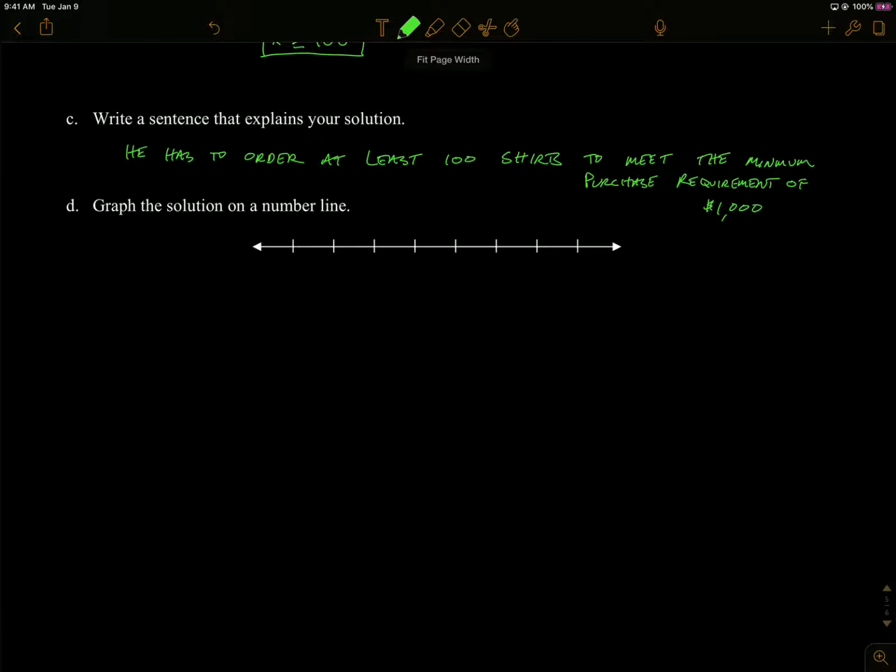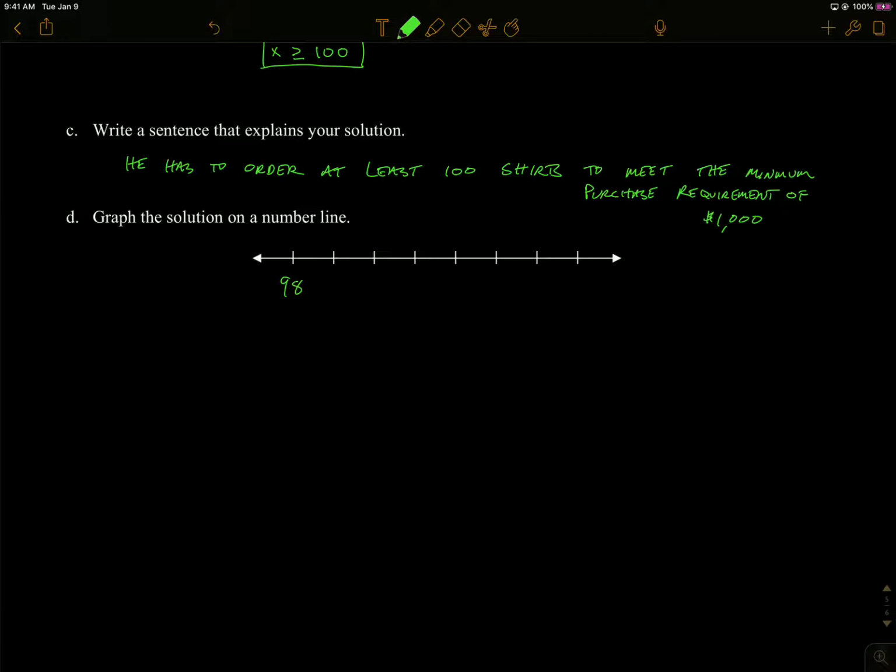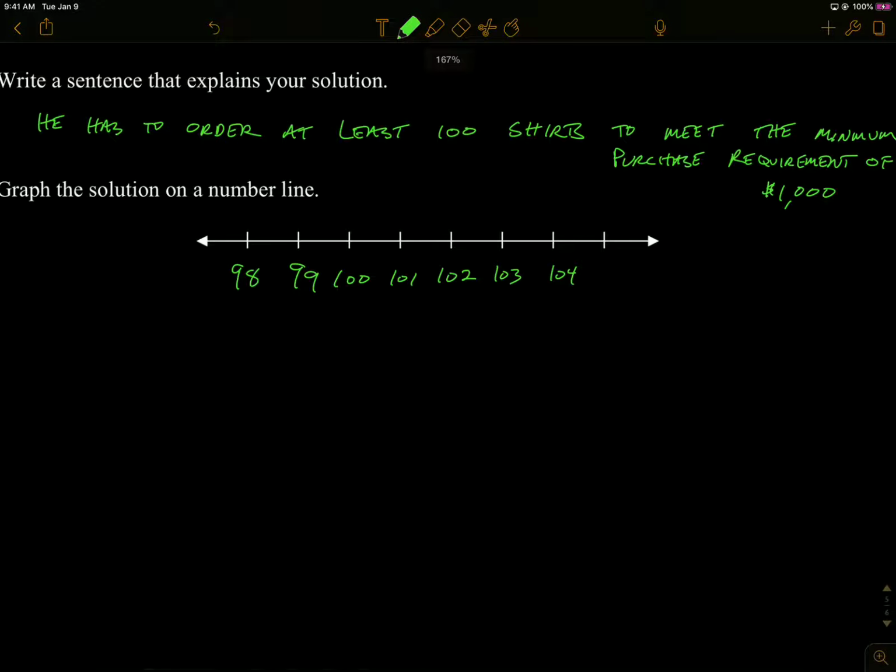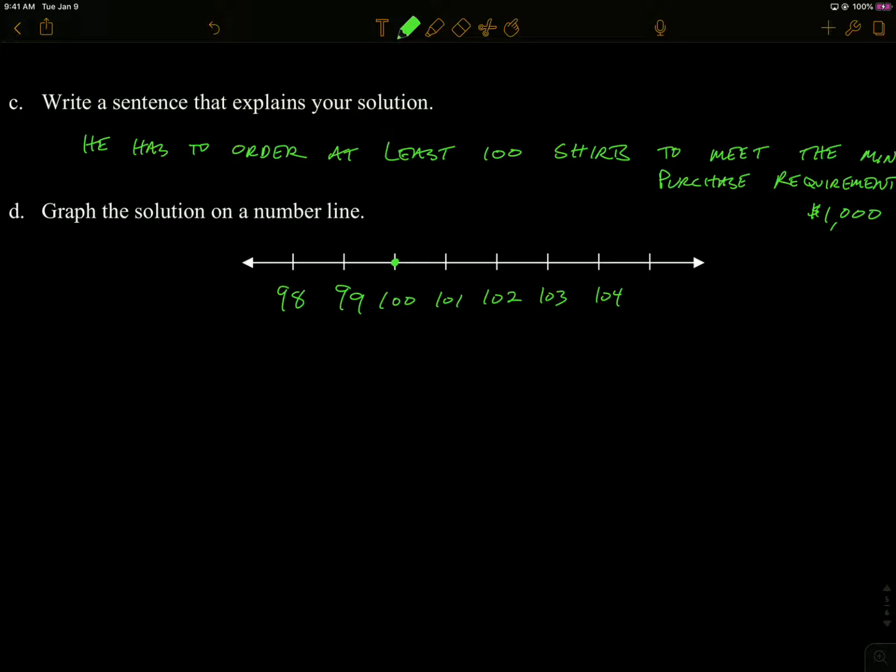Okay, and then we want to graph this solution on a number line. So let's say we've got 98, 99, 100, 101, 102, 103, 104. 100 is good. He has to buy at least 100. So then he can buy more than 100. And then I'll just put an arrow here to represent this pattern continues. Remember, he cannot buy parts of a shirt. This is a discrete set of values. You can't buy half a shirt. So there's no line. We do not connect the line because then that would say that, oh, we also have 100 and a half shirts that he can order. So line is no good.